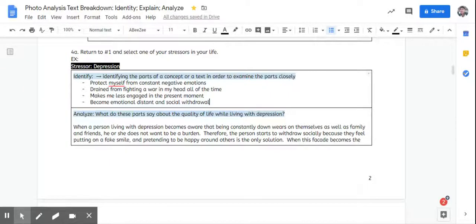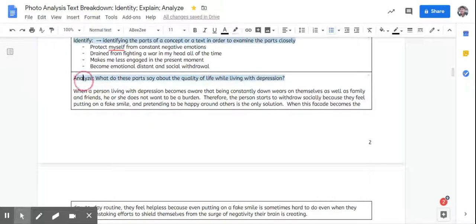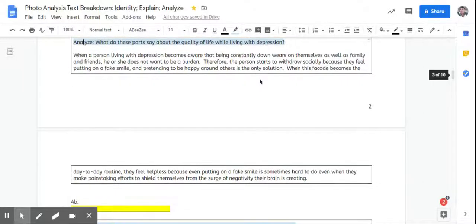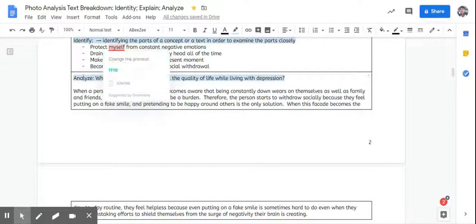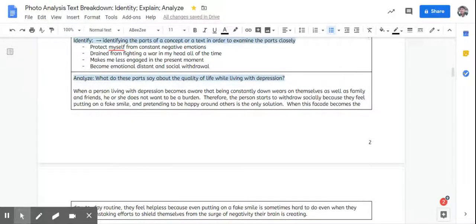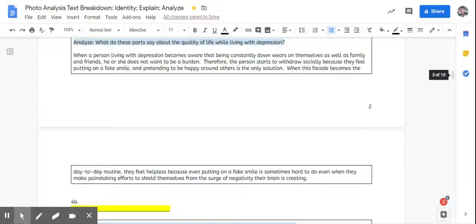And so in that case, the second row is to analyze these parts. And I've created a guiding question. What do these parts say about the quality of life while living with depression? So I've taken these parts I've identified of depression and then analyzed them. In other words, I'm looking at them a bit closer. So what I came up with is this.